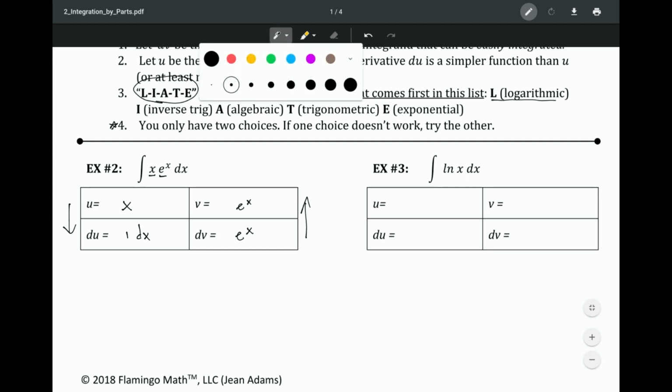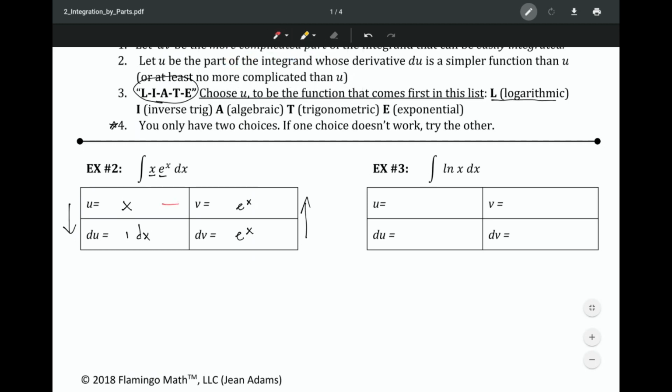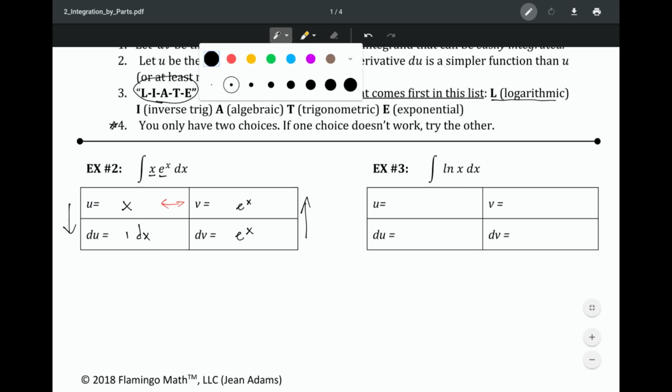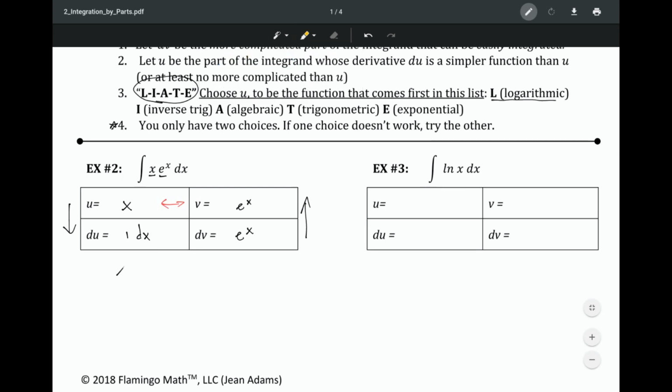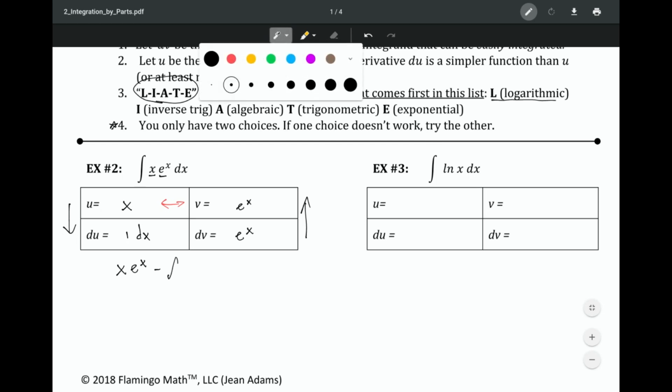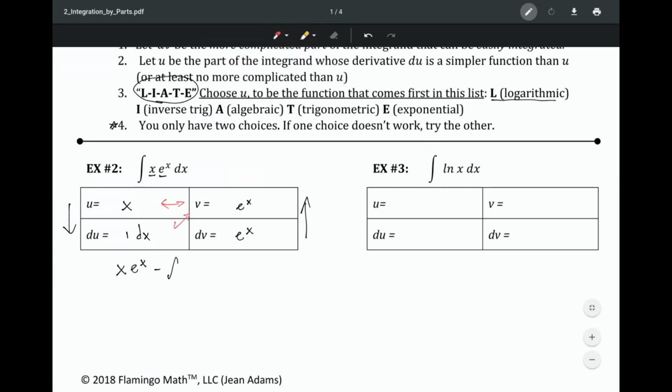Now, u times v happens to be those two. And this is actually how I remember the formula, right? I always write those two that are side by side together. So I'm going to write x e to the x minus the integral. And to figure out the rest, you're going to write v and du, or u prime, those two together right there.